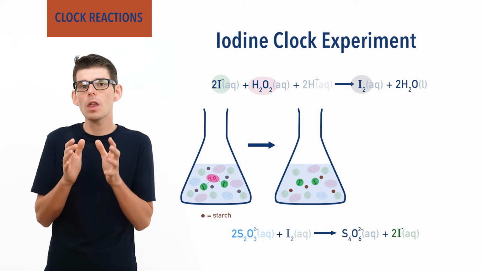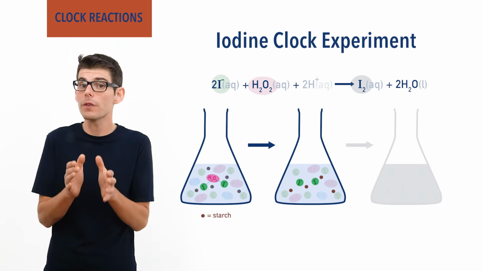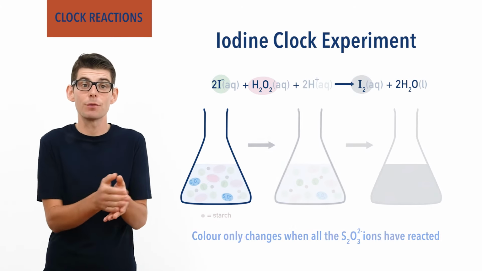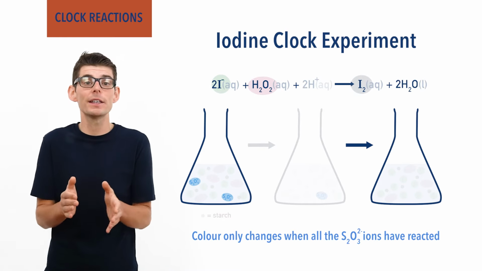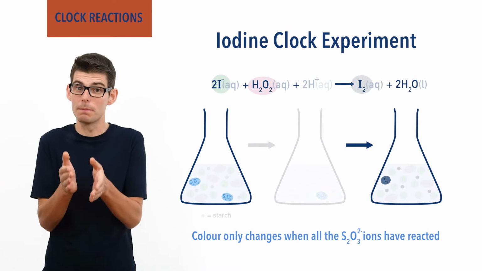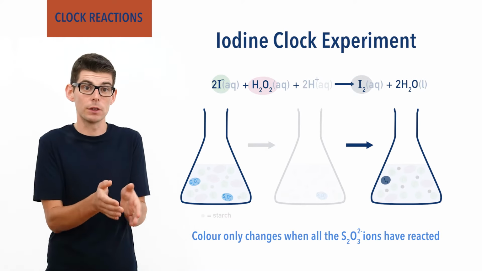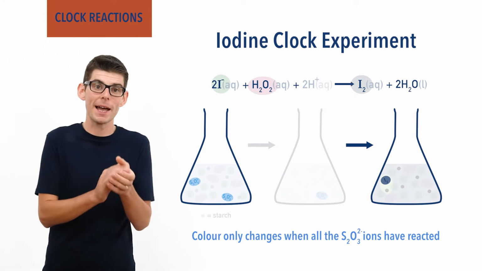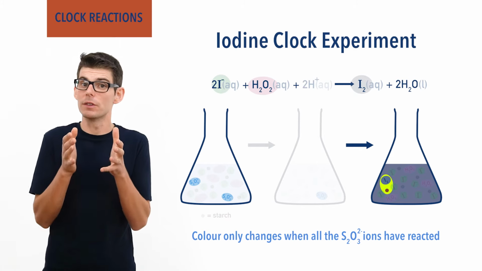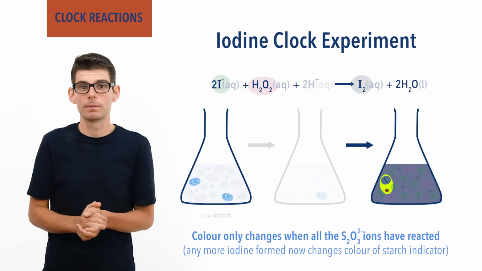The solution will only change colour when all the thiosulfate ions present have reacted. As soon as that point occurs, any iodine molecules now formed from the main reaction between iodide ions and hydrogen peroxide remain in the solution, and bang, the starch indicator turns a dark blue-black colour.